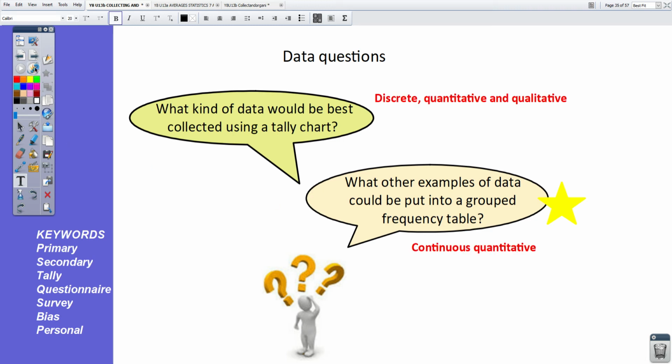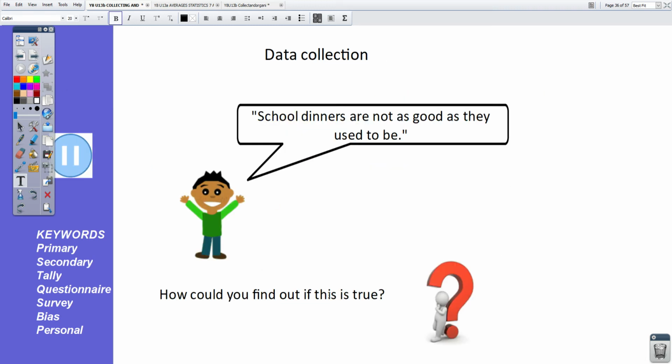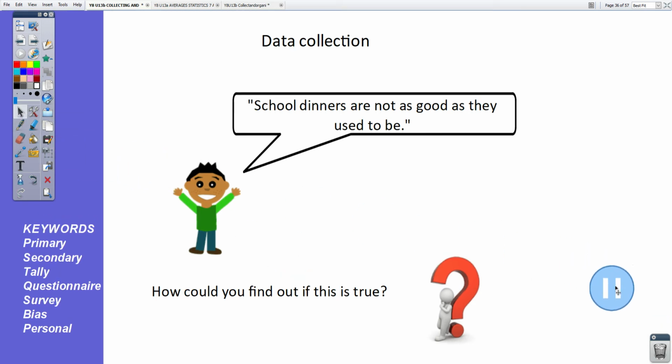Moving on. Data collection then. School dinners are not as good as they used to be. How could you find out if this is true? Let's pause the video. I want you to have a think about that and write some ideas down before we have a look at a possible approach to this.